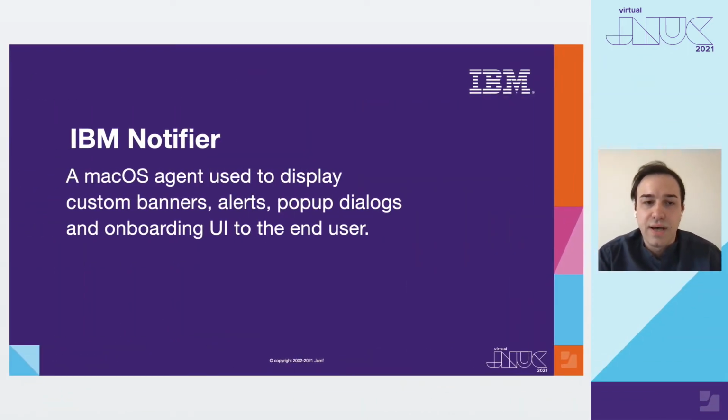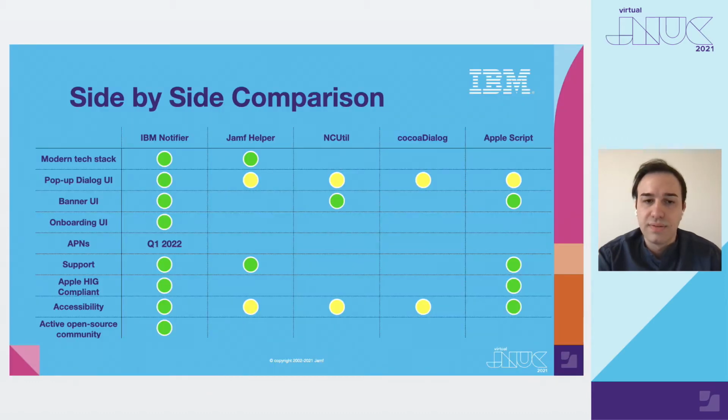IBM Notifier is a macOS agent used to display custom banners, alerts, pop-up dialogues, and onboarding UI to the end user. We used to have multiple tools to do so in our workflows, but none of these had all the features that we needed and all the UI that we needed to show in one tool. So we decided to build our own tool, and that's how IBM Notifier was born.